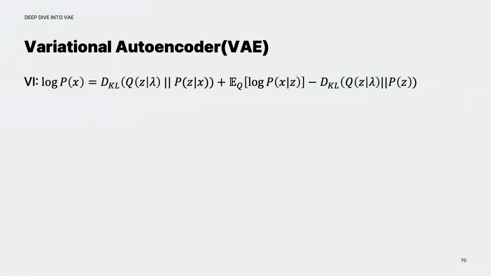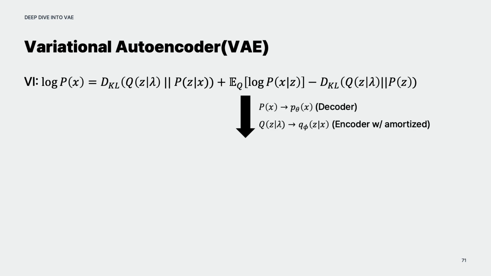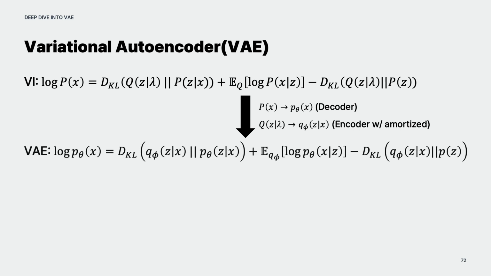Alright, now we are fully ready to dive into variational autoencoders, VAEs. Unlike standard VI, in a VAE, the true data distribution is approximated by a decoder, while the posterior distribution is inferred through an encoder. This process is amortized, meaning we use a neural network to map each input x to an appropriate latent variable z. As a result, the VAE objective is to optimize the ELBO, which we saw in the previous session, and it takes the following form.